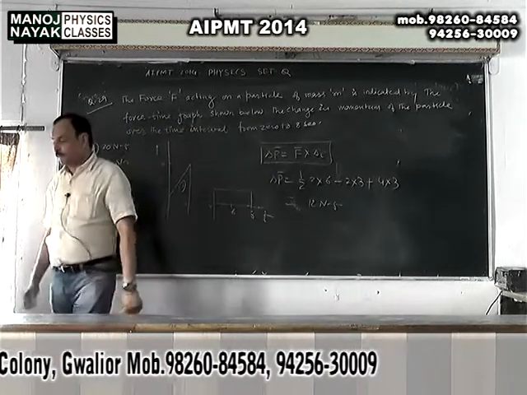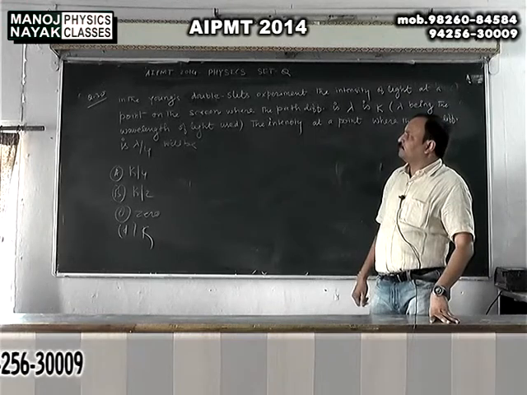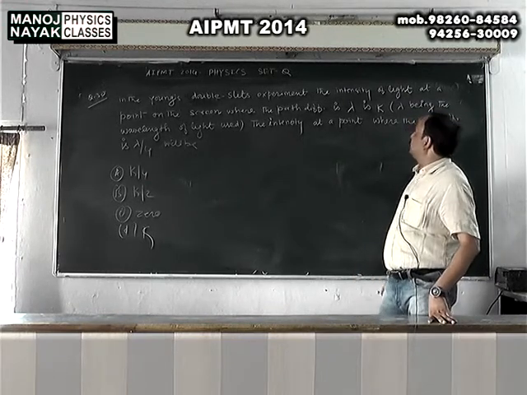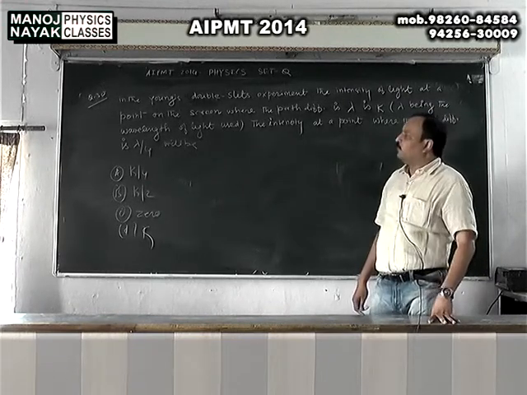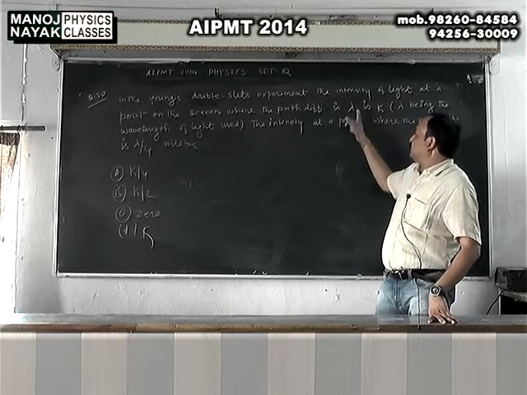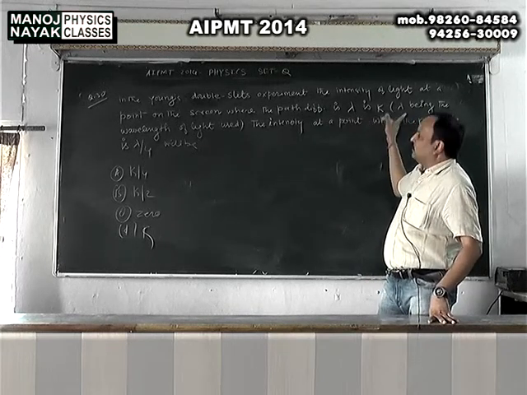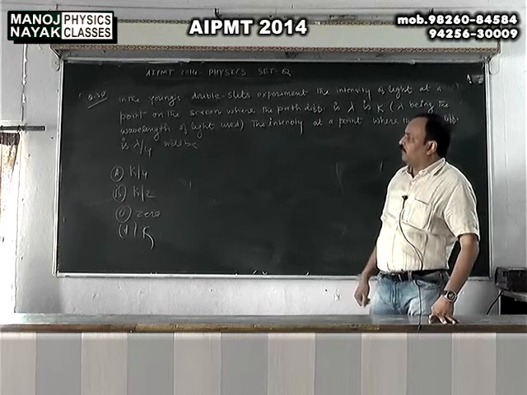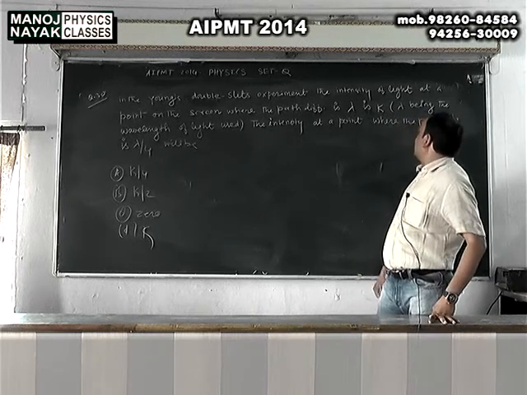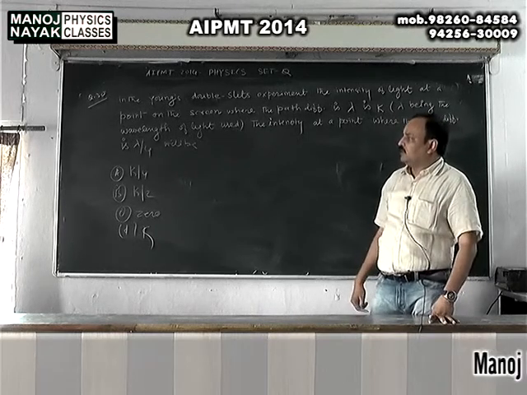Okay. Question number 30. In the Young's double slit experiment, the intensity of light at a point on the screen where the path difference is lambda is k, lambda being wavelength of light used. Find the intensity at a point where the path difference is lambda by 4.